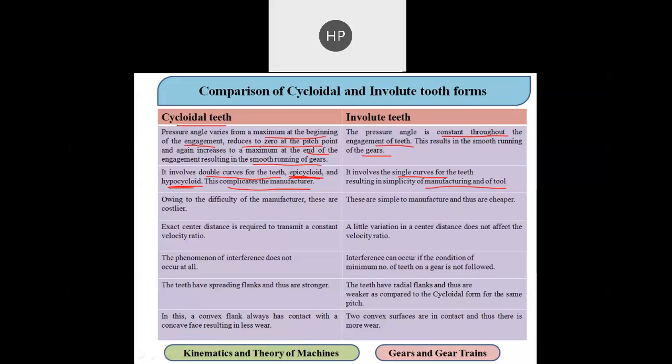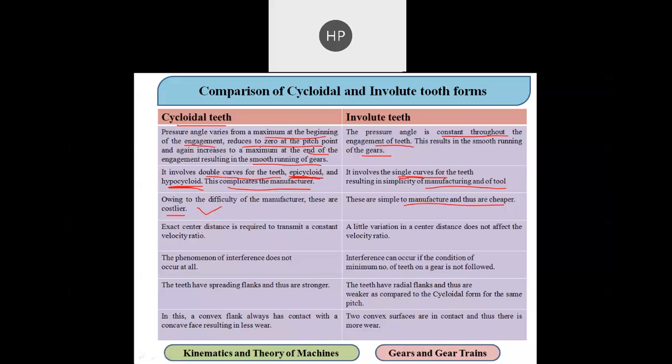Then owing to the difficulty of manufacturing, these are costlier. Obviously, this epicycloid curve and hypocycloid curve generation is difficult while we are manufacturing it. So the cost will become higher in case of a cycloidal tooth. While here, as we know that only one curve is to be generated, so the cost is less as compared to that of cycloidal teeth. So it is cheaper.